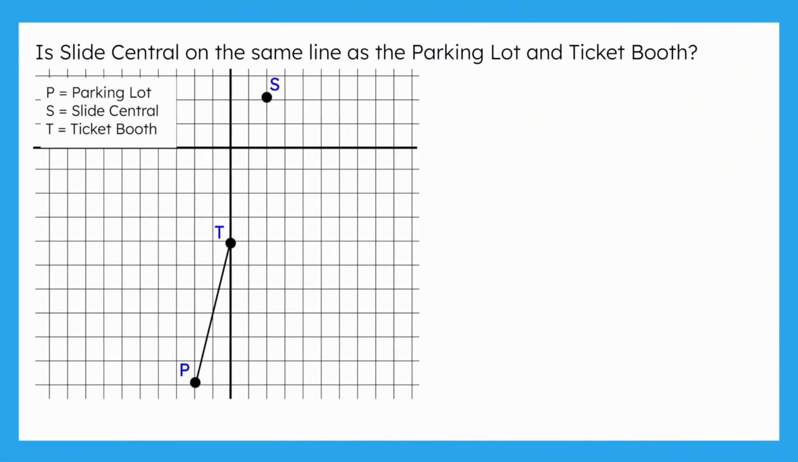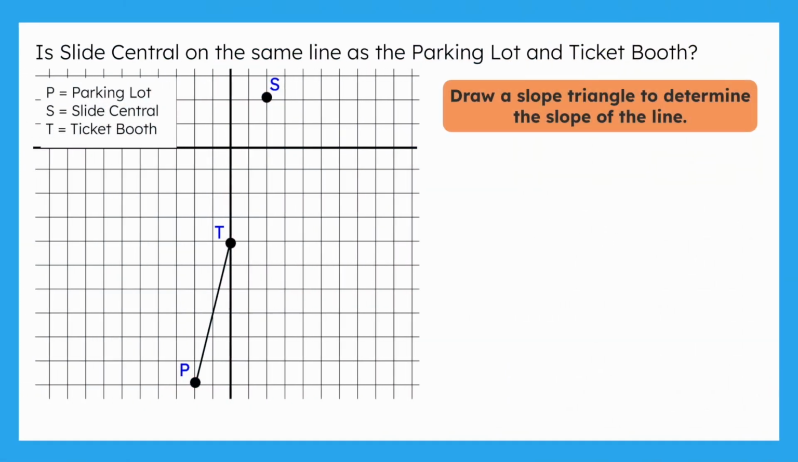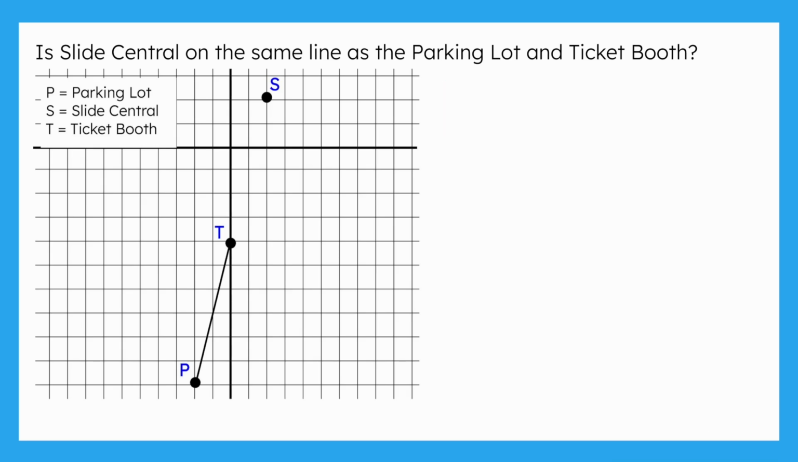Well, let's start by figuring out the slope between the parking lot and the ticket booth. Draw a slope triangle. Which way did you draw it? On the right or on the left? Either way is fine, just be sure you know the rise is always the height of the triangle and the run is always the width of the triangle.